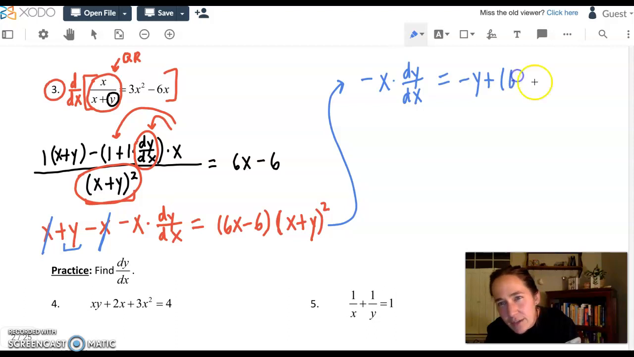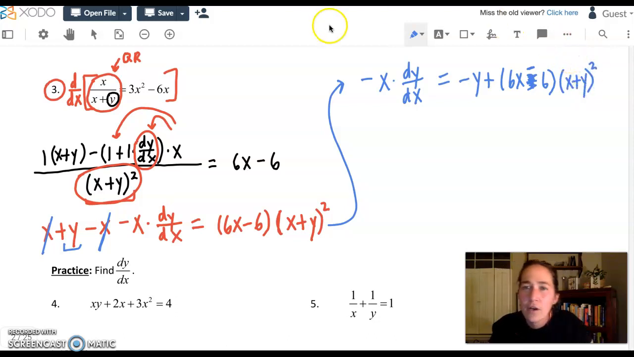So 6x plus 6. And I shouldn't change that to a plus. That's a classic Wesley mistake. Let's keep that a minus. And then what else was there? x plus y squared. Okay, last but not least, to get x dy dx fully isolated, we need to divide both sides by negative x.